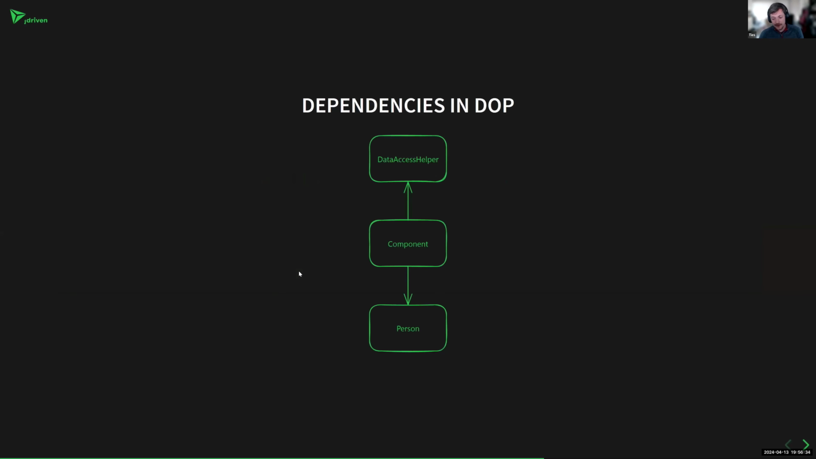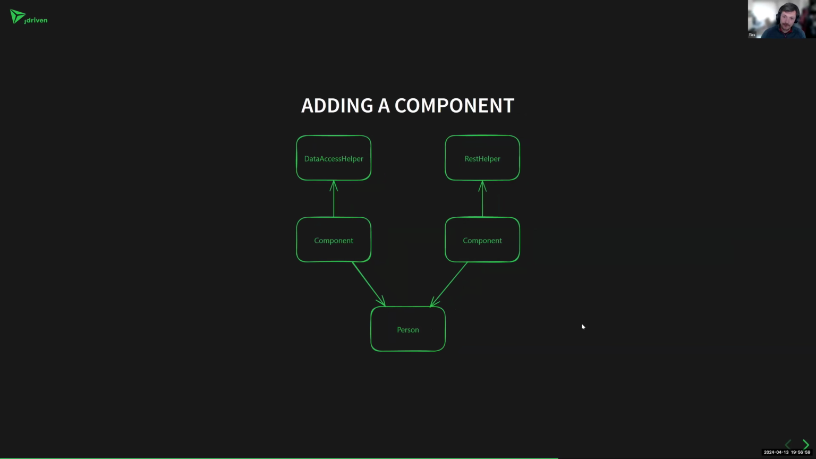And if you would look at how that would look within our dependency graph, it would now look something like this, where the component that needs the data access helper is dependent on the data access helper, and it's dependent on person. But person doesn't know it's being used by the data access helper. So what happens in this case when we add a second component which needs that REST helper? Now it would look something like this, where this component only knows the data access helper and a person, and this component will only know the REST helper and this person. And the person doesn't know anything. So our object graph is way, way cleaner this way.